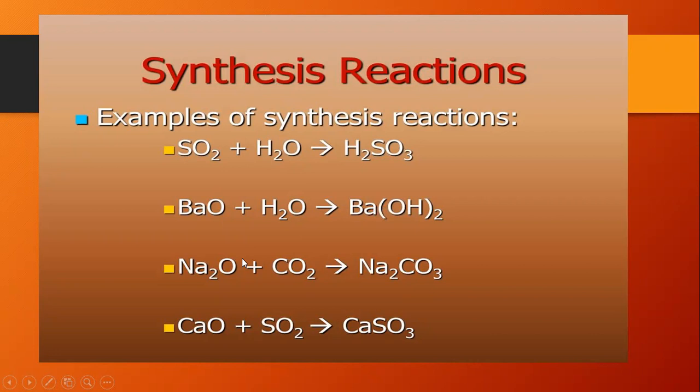In the next example, sodium oxide reacts with carbon dioxide to form sodium carbonate. Calcium oxide reacts with sulfur dioxide to form calcium sulfate. And these all are examples of the synthesis reaction. As you all can see, two reactants join together to form a product, and the product is more complex than the reactants. So these are known as the synthesis reaction, and it is one of the major classes of the different types of chemical reaction.